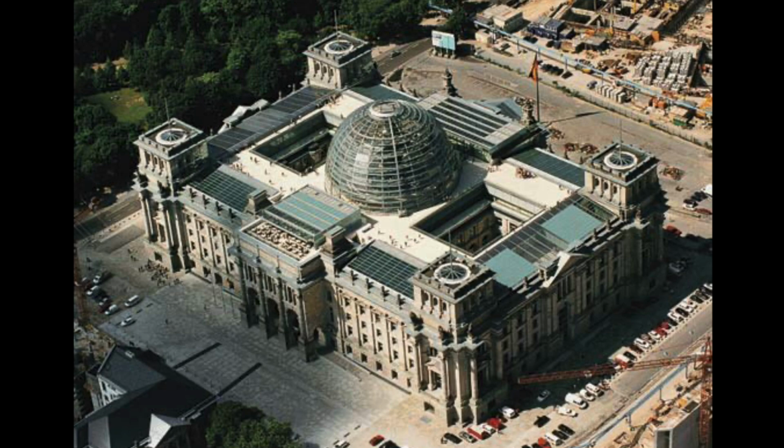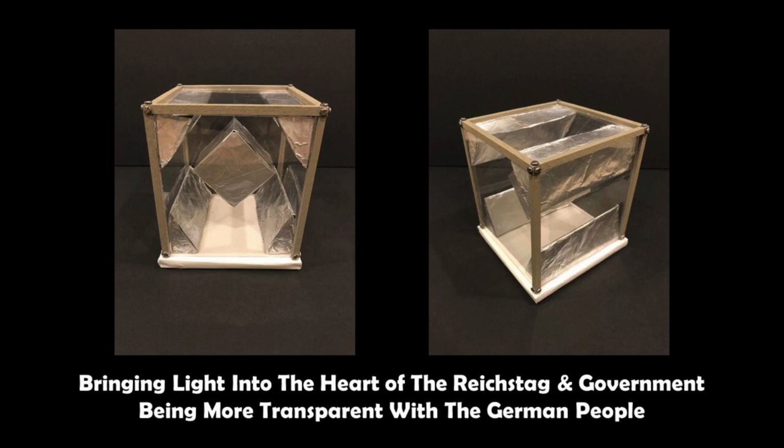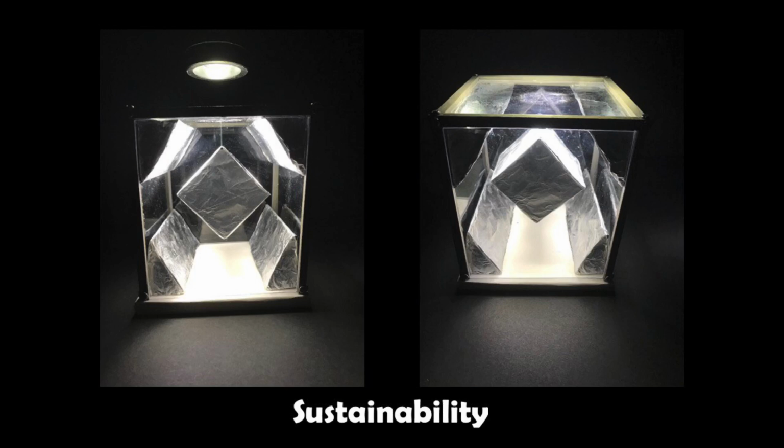These concepts are the building being a sculpture of light, being able to bring light into the heart of the Reichstag, the government being more transparent with the German people, and a big emphasis on sustainability.